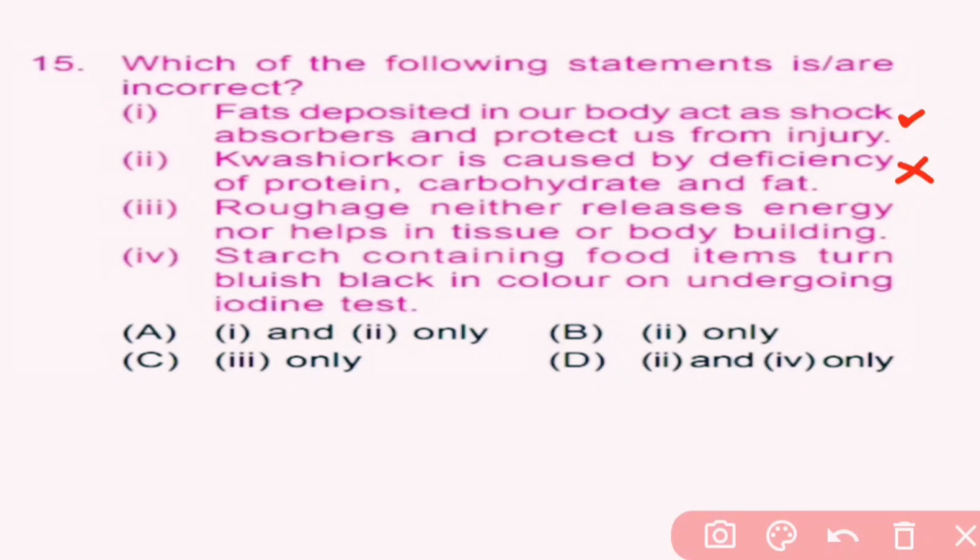Option 3. Roughage neither releases energy nor helps in tissue or body building. It is also a correct statement. Option 4. Starch containing food items turn bluish black in color on undergoing the iodine test. Iodine gives a bluish black color. So it is also a correct statement. So here only option 2 is incorrect. So B is the correct answer.